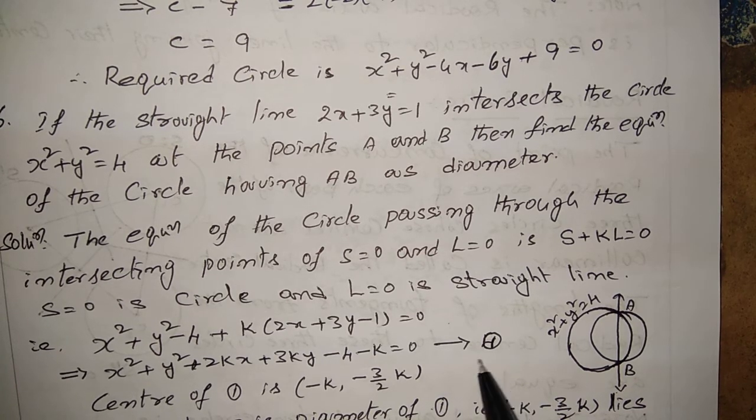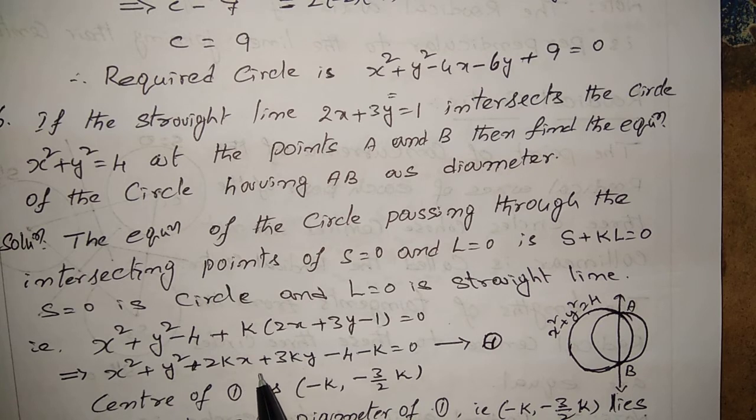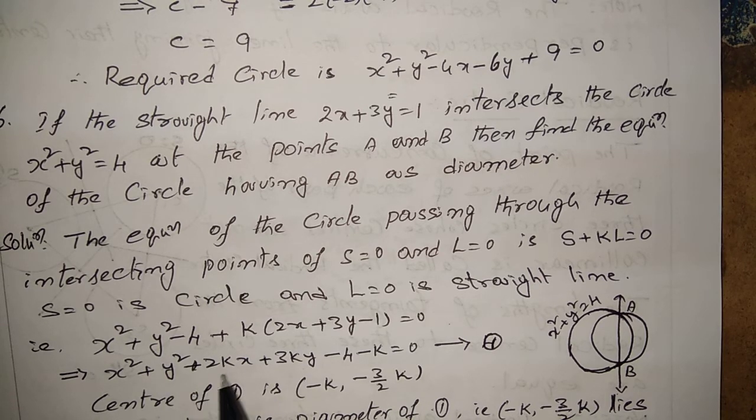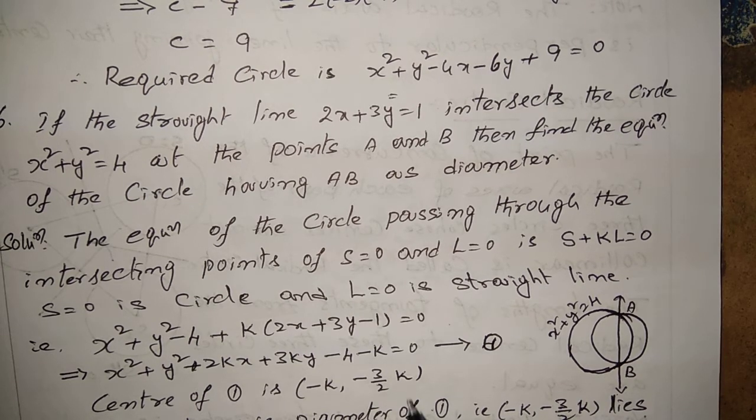So the center of this circle is (minus g, minus f). Here compare it with the general equation x square plus y square plus 2gx plus 2fy plus c is equal to 0. 2g is equal to 2k, g is equal to k, center minus g means minus k. 2f is equal to 3k, f is equal to 3 by 2 k, minus f is minus 3 by 2 k.